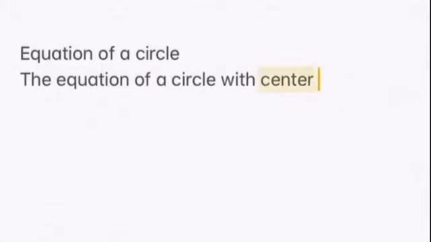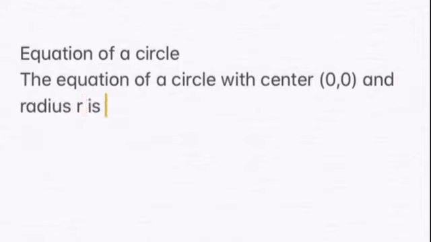Now we're going to look at the equation of a circle. You can use Pythagoras' theorem to derive equations of circles on a coordinate grid. For any point (x, y) on the circumference of a circle, you can use Pythagoras' theorem to show the relationship between x, y, and radius r. The equation of a circle with center (0, 0) and radius r is represented by this equation: x squared plus y squared equals r squared.